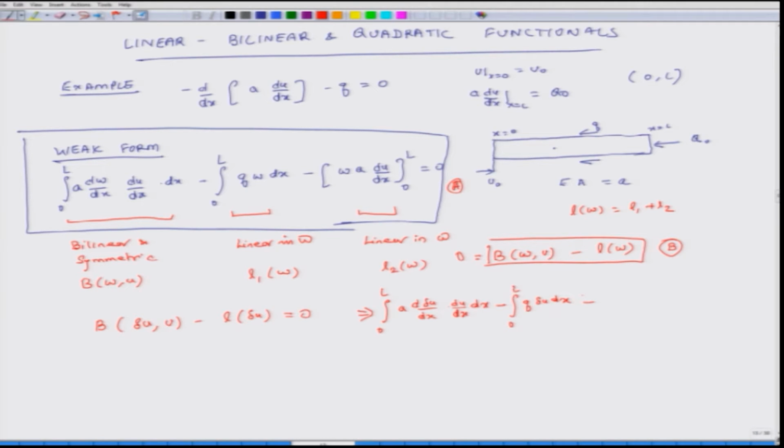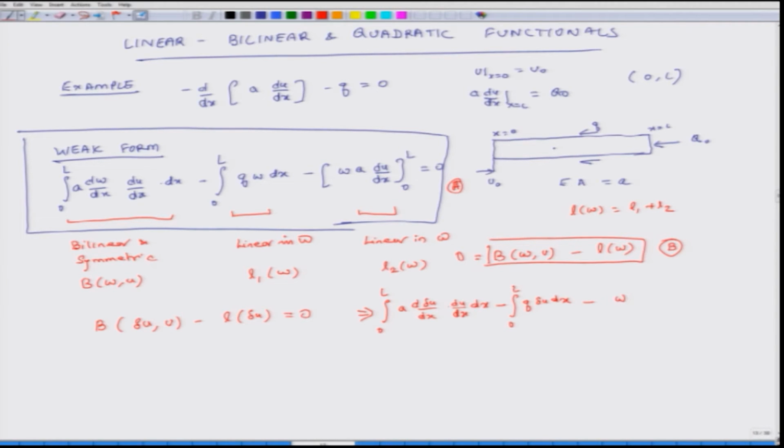And just think about it, at x equal to 0, u is known, right? Yes, which means the variation of u at x equals 0 will be 0. So, that term will not exist, at least in the context of this problem. So, the only term which will exist is the term associated with the x equal to L position. So, this is equal to W and A du dx.